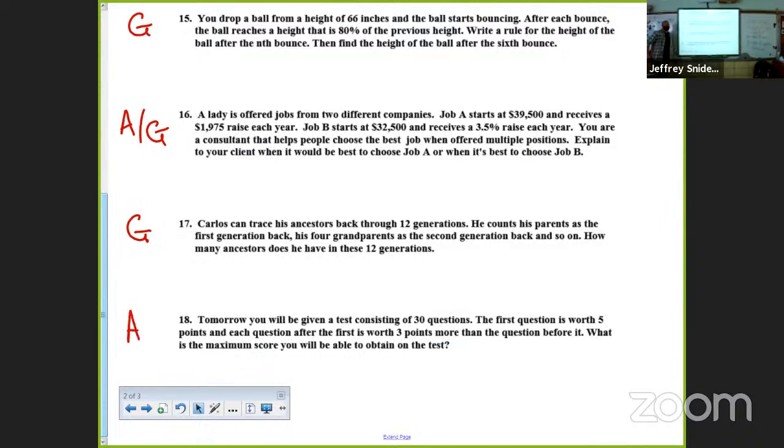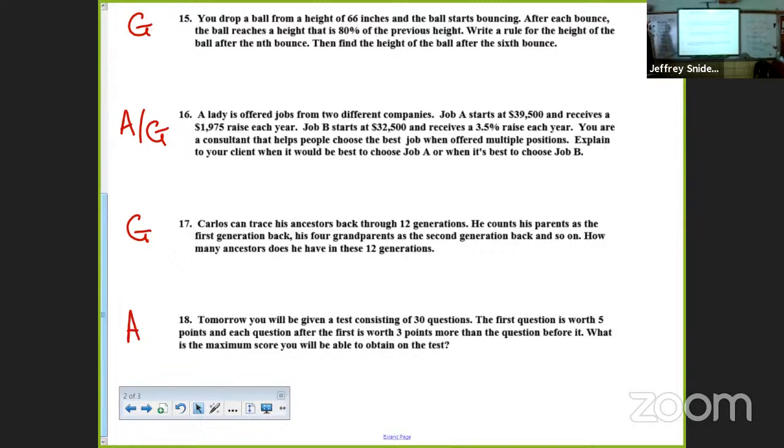Are you guys done with all of these? I'm curious, how many of you actually finished all the word problems? Kind of. I know how to do 16. You didn't know how to do 16? Okay, all righty. So let's do 16 then. Let's just start there.